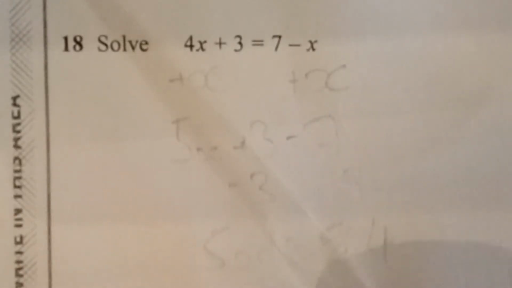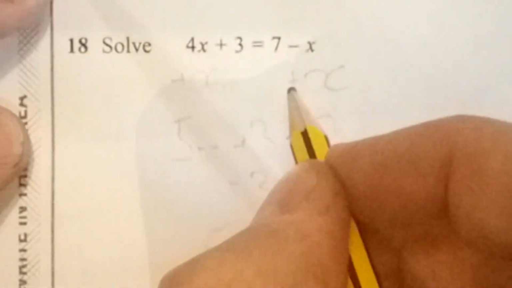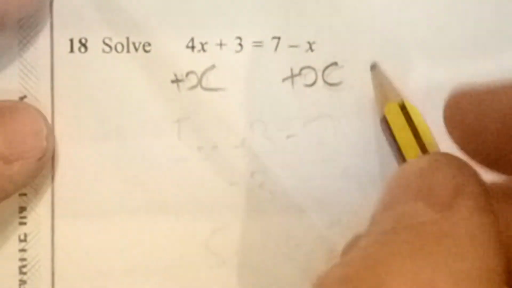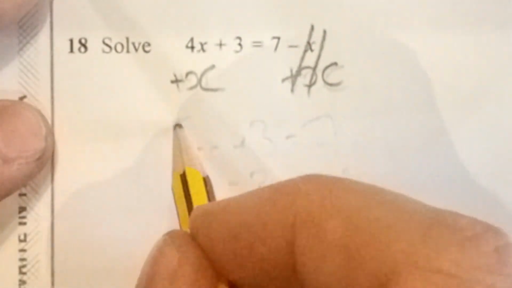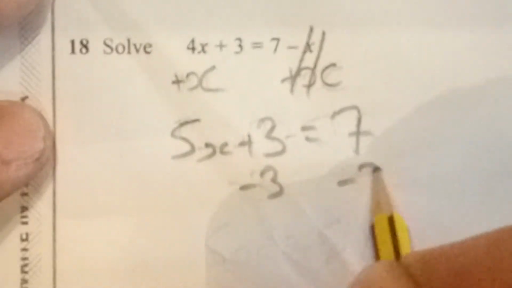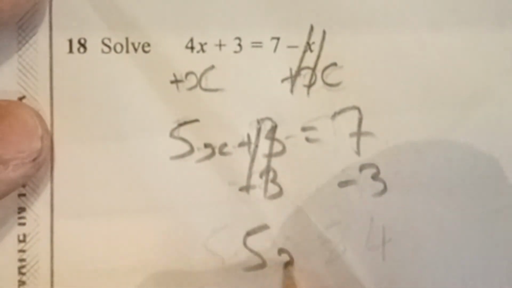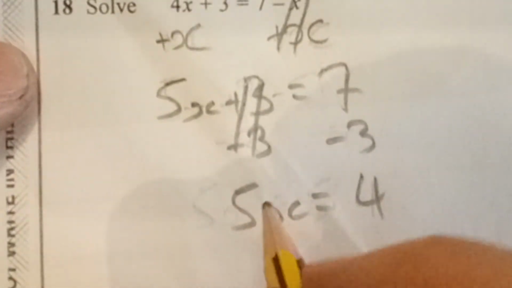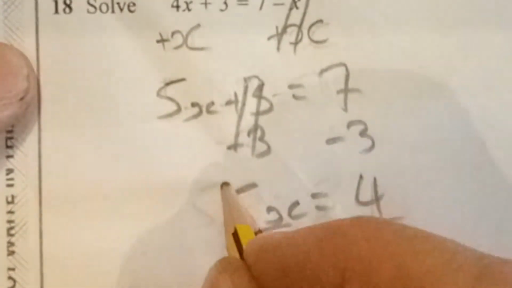4x plus 3 equals 7 minus x. I need to get my x's on one side and my numbers on the other. I've got loads of options. I'm going to add x. It's always best to add your lowest value of x, but of course it doesn't matter. These cancel out, which gives me 5x plus 3 equals 7. Minus 3 to both sides, these cancel out. 5x equals 7 minus 3, which is 4. If there's 5 x's, I want to do the opposite of times by 5, which is dividing by 5. These cancel out, so I've got x equals 4 divided by 5.